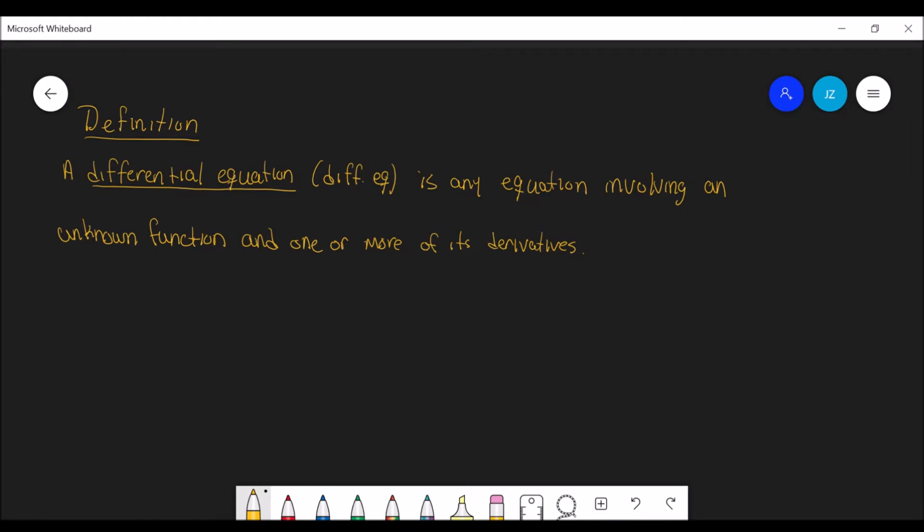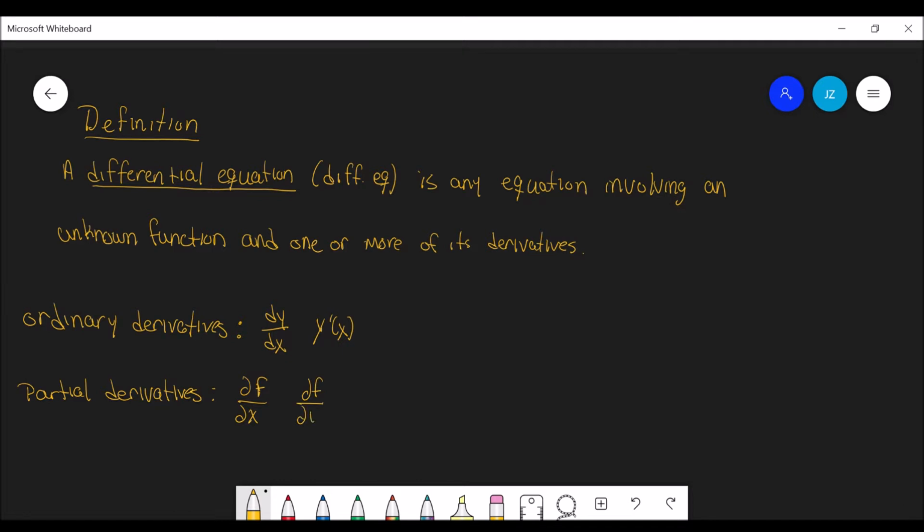Now you should recall from calculus that there are two types of derivatives studied. We studied ordinary derivatives, which are of the form dy/dx or y prime of x. And then we also studied partial derivatives, which looked like partial f partial x, partial f partial y.